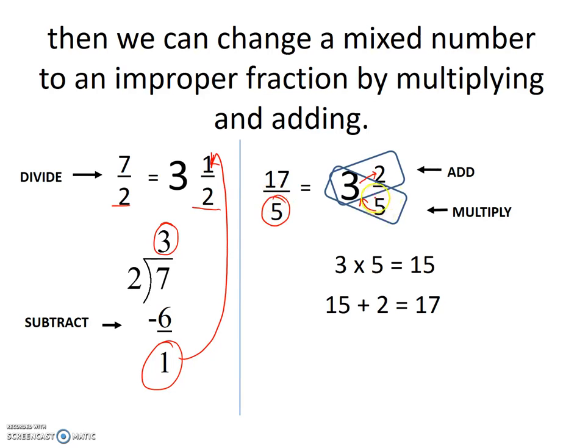Again, I kept the denominator the same. All I did was change my numerator so that I didn't have this whole number out here. So 5 times 3 is 15. 15 plus 2 is 17. I'm doing the exact opposite of what I was doing here. And if you think backwards, you can say, well, 5 goes into 17 3 whole times with 2 left over. So 3 2/5. And that's how we would get back to the mixed number.